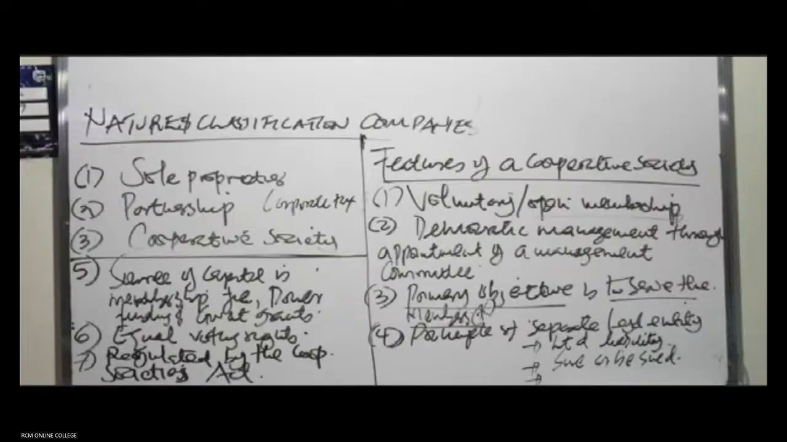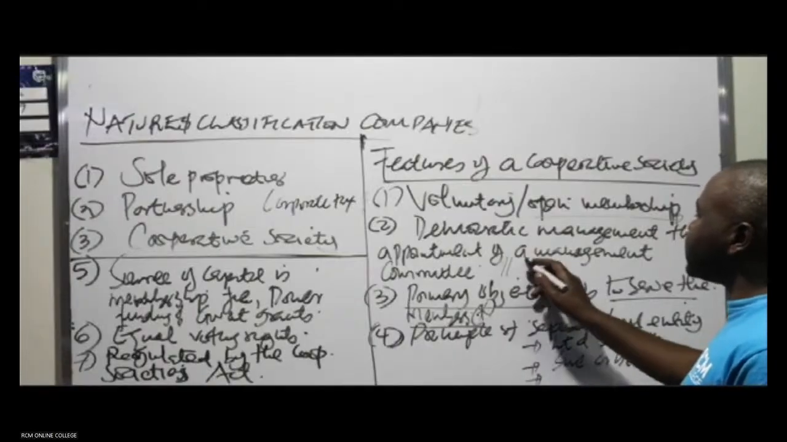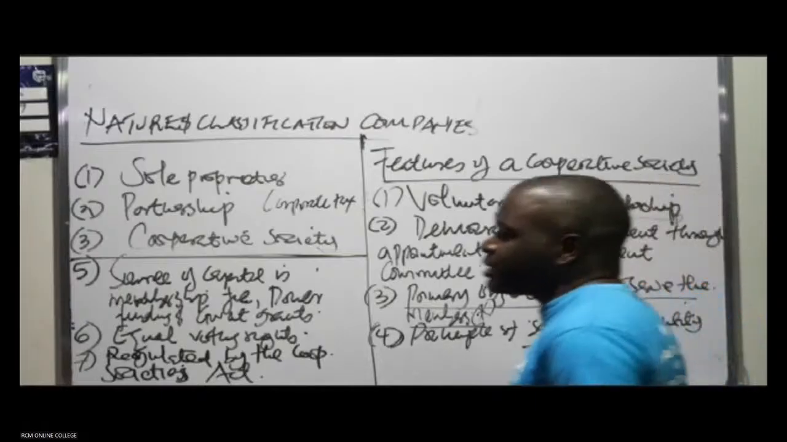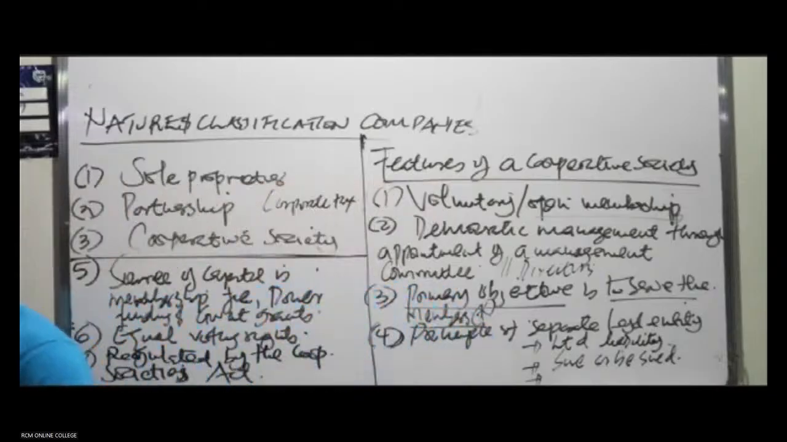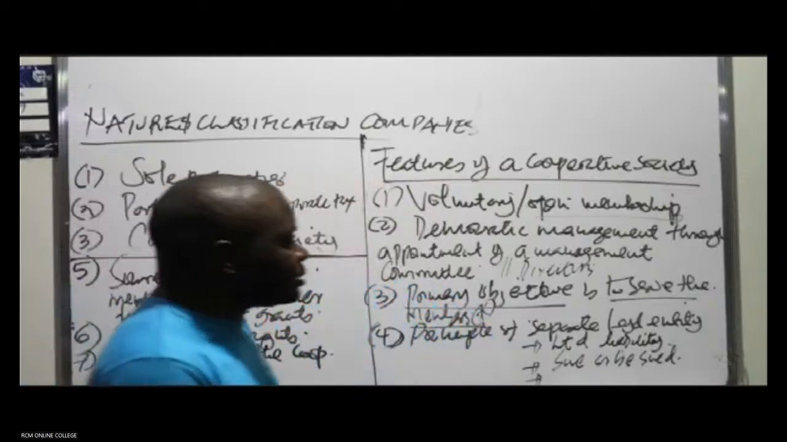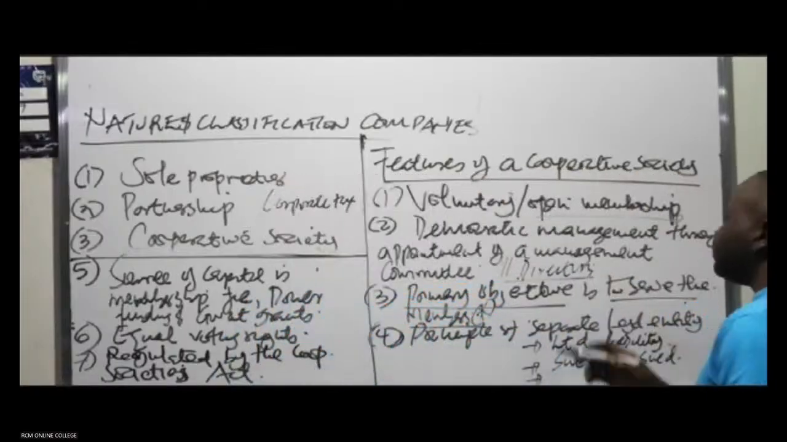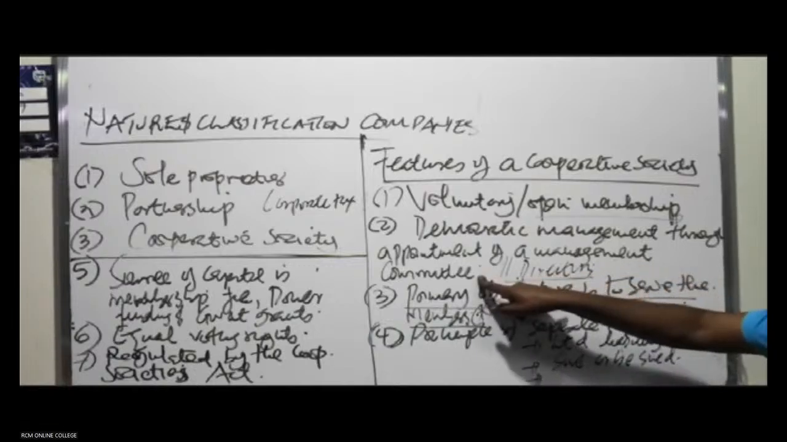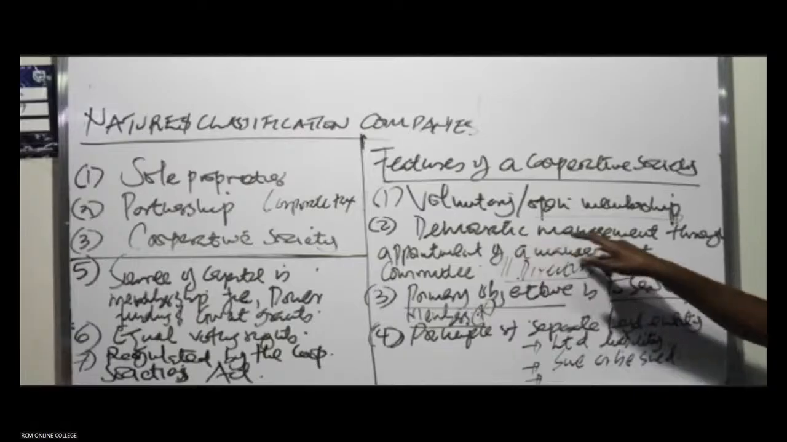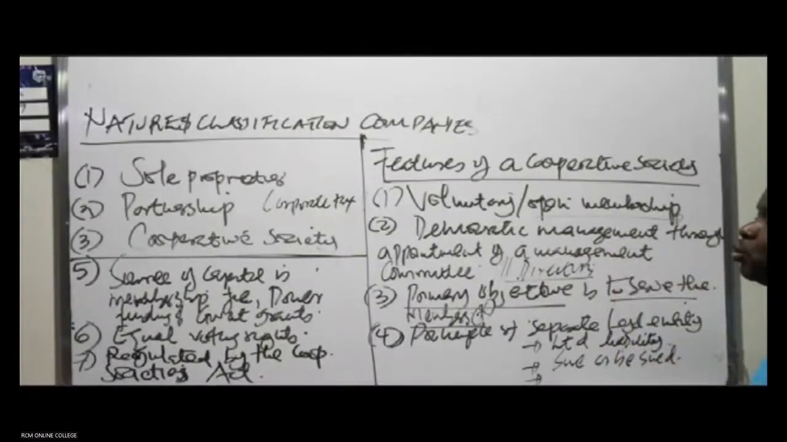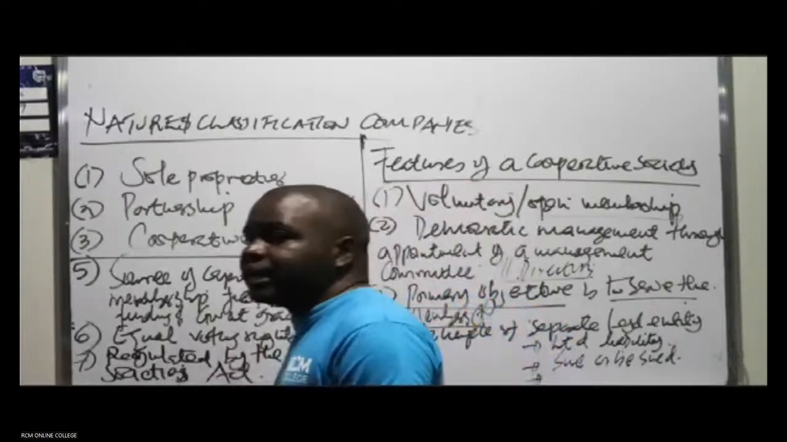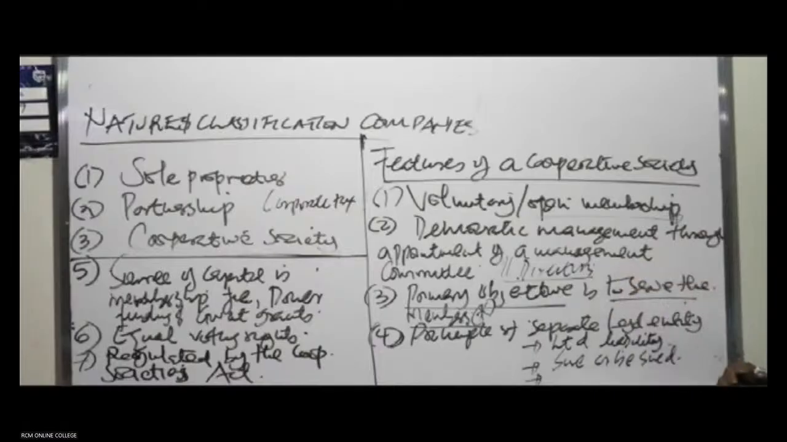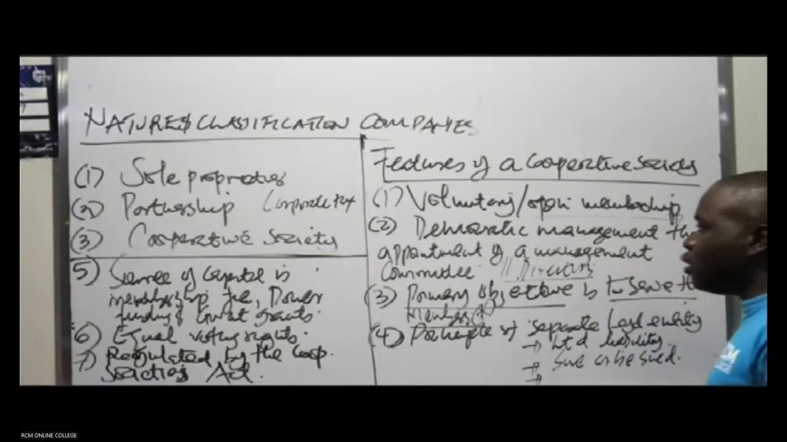But in a company, we appoint directors who are not necessarily the initial members of the company, but eventually they become members because they take up something we call qualification shares. So in a company, we have a board of directors. Here, we have a management committee appointed democratically by the members, who vote and decide who will manage the affairs of the cooperative society. Here also, you can get another difference.